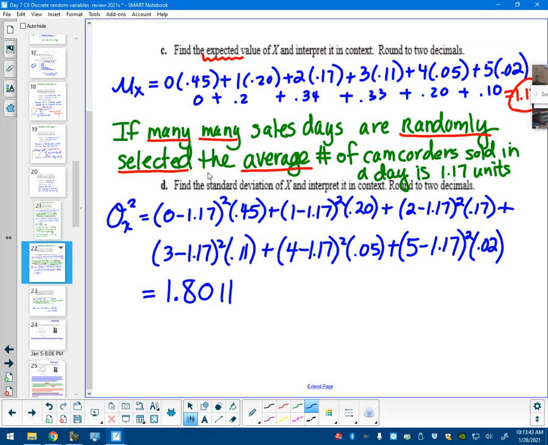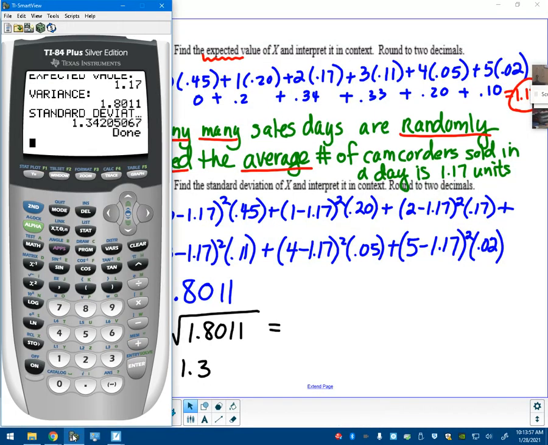But we're not finished yet. We want the standard deviation, not the variance. So we have to take the square root of that. And when you do that, you get 1.342.